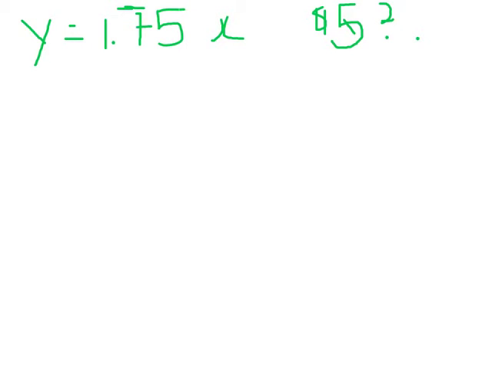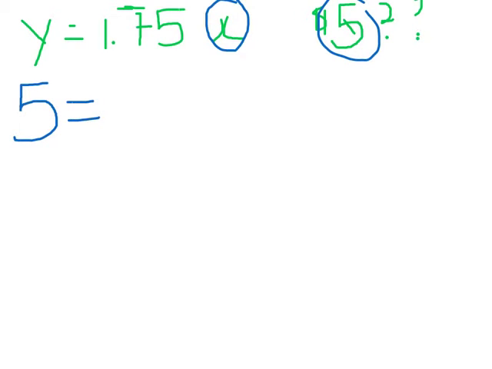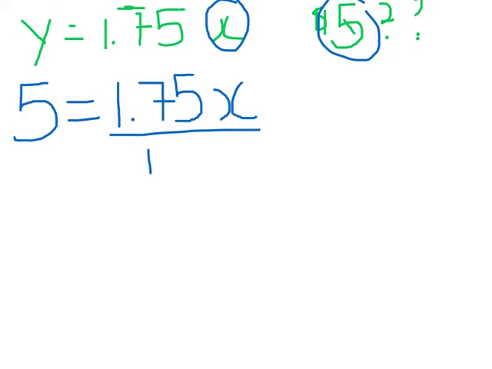Okay, so I know that my cost is my y value, and I'm trying to solve for x. So I substitute the 5 into the y spot. So instead of y, it becomes 5 equals 1.75, or my slope, times x, because I'm trying to figure out my x. So again, it becomes another division question. I divide each side by 1.75. I'm going to do that in my calculator.